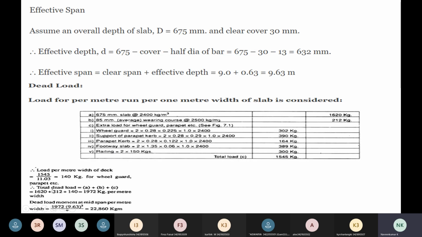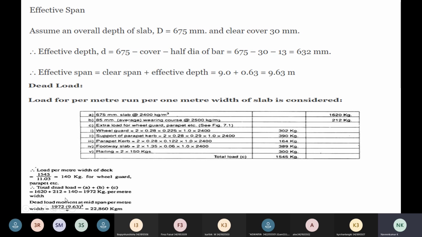Then you calculate the total load. The total load is the load intensity of A plus load intensity of B plus load intensity of C. The load intensity of A is 1620, the load intensity of B is 212 kgs, and the load intensity of C is 140, which you calculated per width. Adding all those values, you get 1972 kgs per meter width. This is the load which we got.